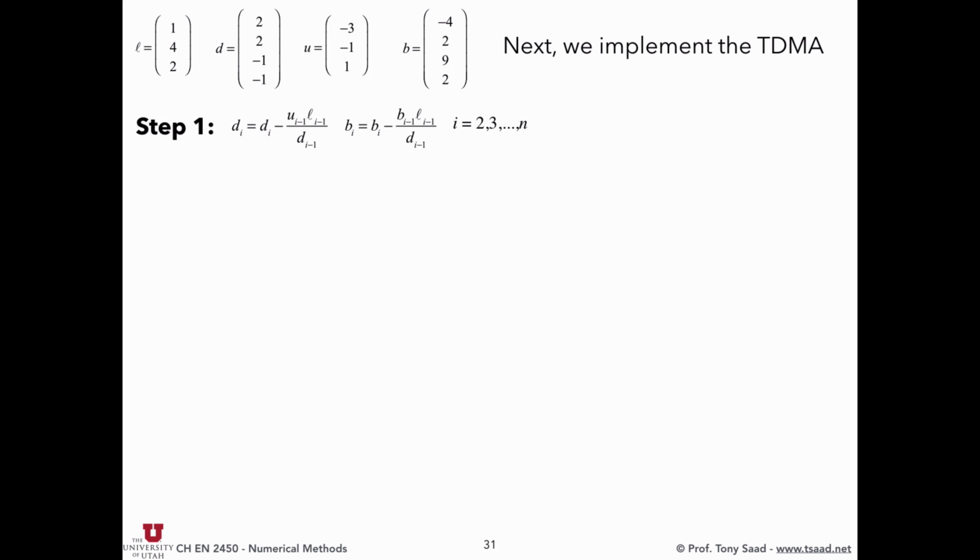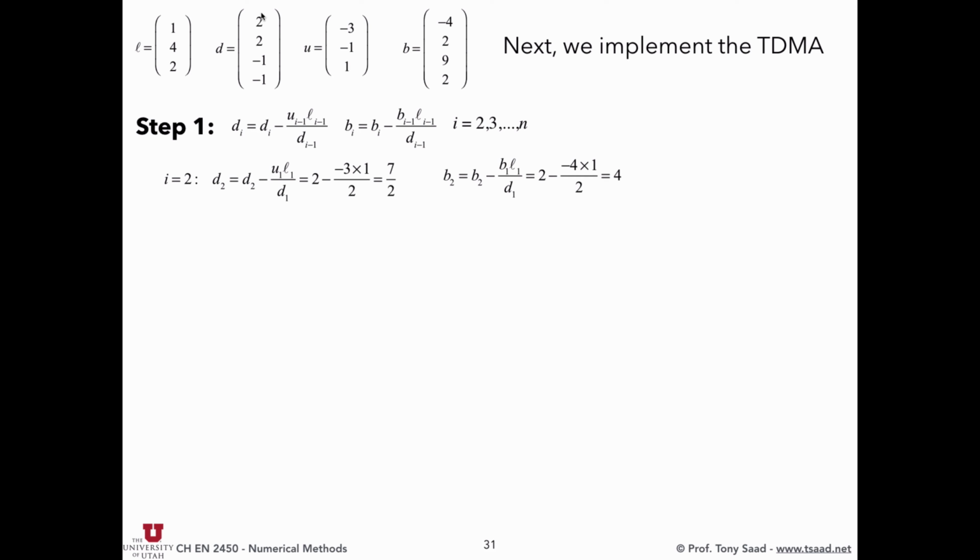Okay, next we implement the TDMA. Remember that step 1 said we leave D1 untouched, but we start at 2 and then go all the way to the end. And we have the following recipe: Di is changed to Di minus U(i-1) L(i-1) over D(i-1). So starting with i equal 2, we're going to find that D2 is equal to D2 minus U1 L1 over D1.